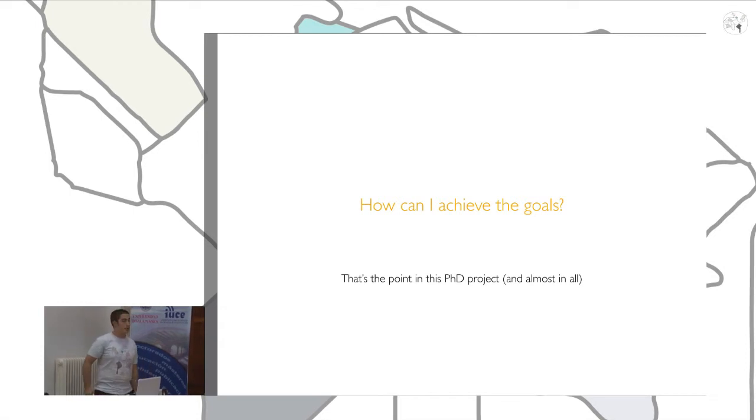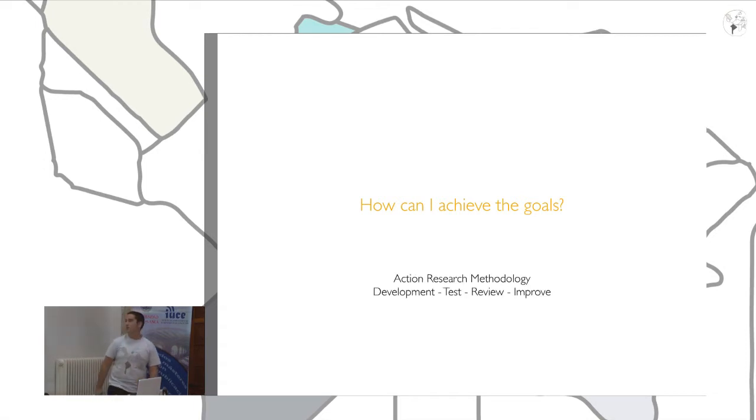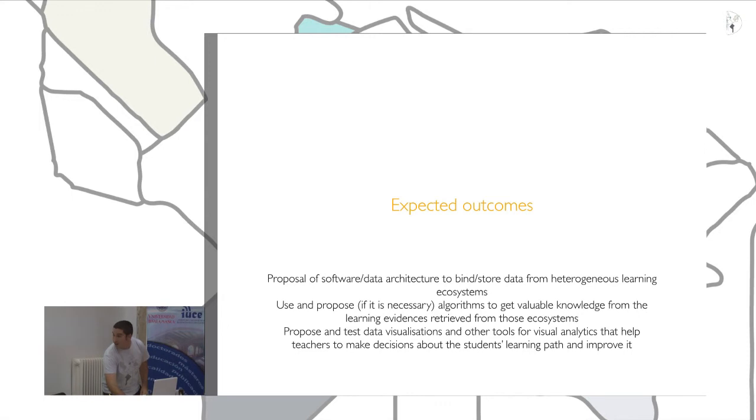How can I achieve the goals? That's the point in this PhD project, as in almost all PhD projects. I want to do it by applying action research methodology. It's composed of development, test, review of the test, and later improvement of the initial development. Okay, expected outcomes of my PhD project.